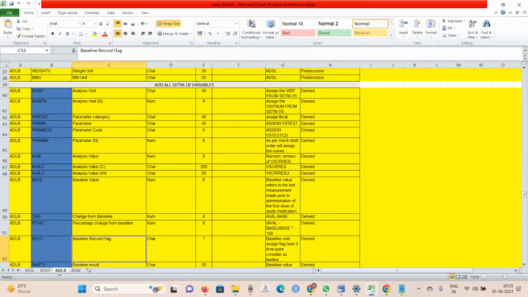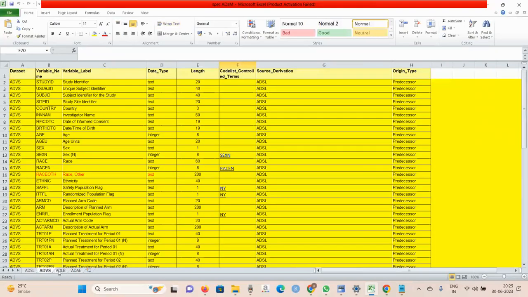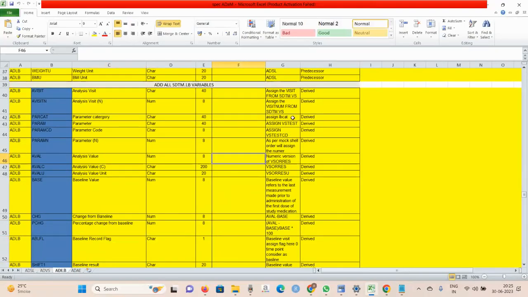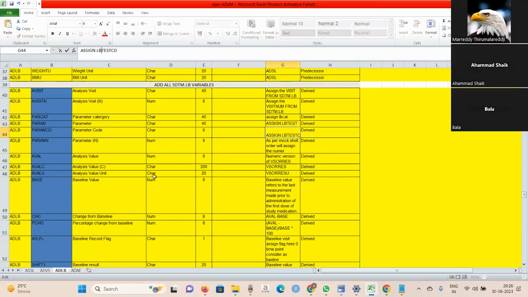Sorry, this says vital signs. That's strange. You have to get this information from the LB dataset, not from the VS. Maybe it was copied, but not copied properly. So LB test. It's the same as the vital signs structure. So here also.